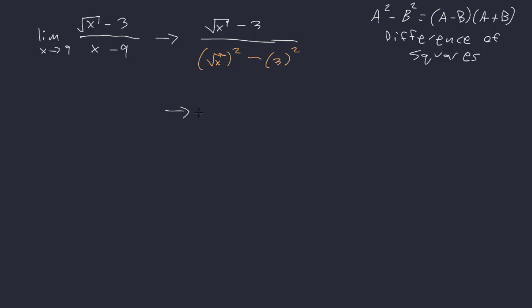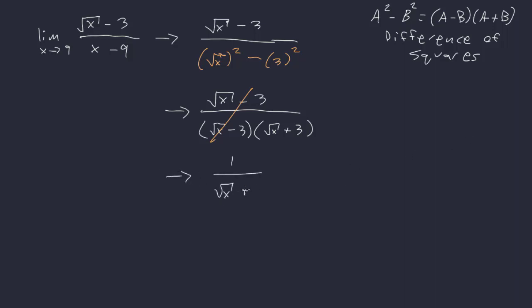Okay, and this would factor into the square root of x minus 3, all over, and since it's the difference of squares, it'd be the square root of x minus 3 times the square root of x plus 3. Right? So that would factor, and we'd end up with 1 over the square root of x plus 3, which is exactly what we got last time in way fewer steps. Okay, especially if you don't need this part, if you just know that this can factor.